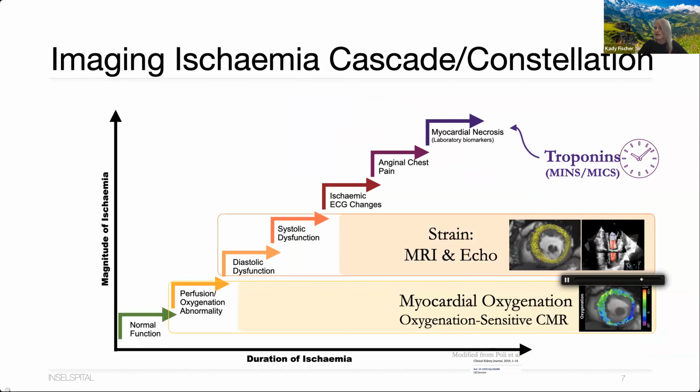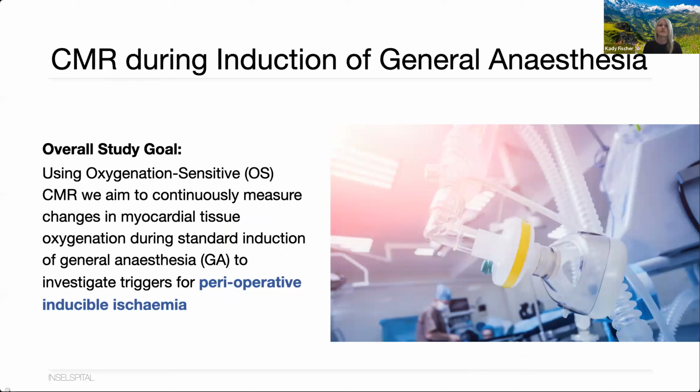We already do perioperative echo in the OR, but with MR, we want to go one step lower and look at the myocardial oxygenation deficits as well. So that's the goal of our research here: we want to apply OS-CMR to continuously measure changes in tissue oxygenation during the induction of general anesthesia. And our main goal is really to pinpoint triggers for perioperative inducible ischemia.